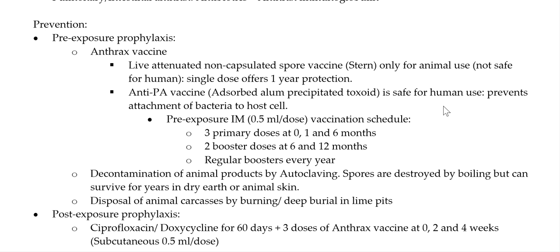And the pre-exposure schedule is very interesting. You have to give this as an intramuscular dose, 0.5 ml per dose. In total, there are five doses: three primary doses at 0, 1, and 6 months, and two booster doses at 6 and 12 months. And after that, you are immune for 1 year. So you have to give regular boosters every year.